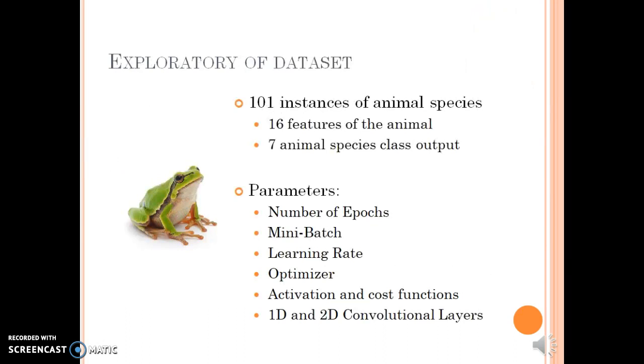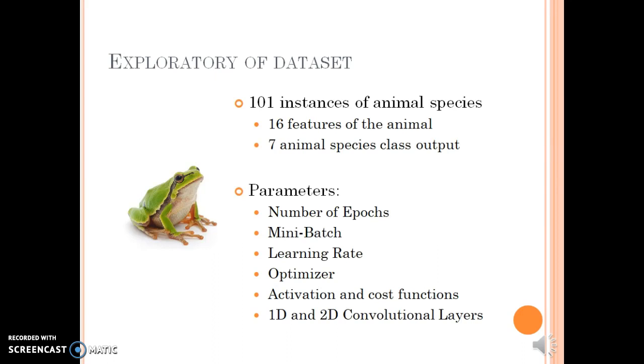The dataset contains 101 instances of animal species. It's not ideal that it only contains 100 instances, but it's a solid amount of data to run some predictions. The dataset contains 16 features of animals, such as the legs of the animals, whether it has hair or not, and whether it produces milk or eggs. The output has 7 classes, such as mammal, bird, bugs or fish.